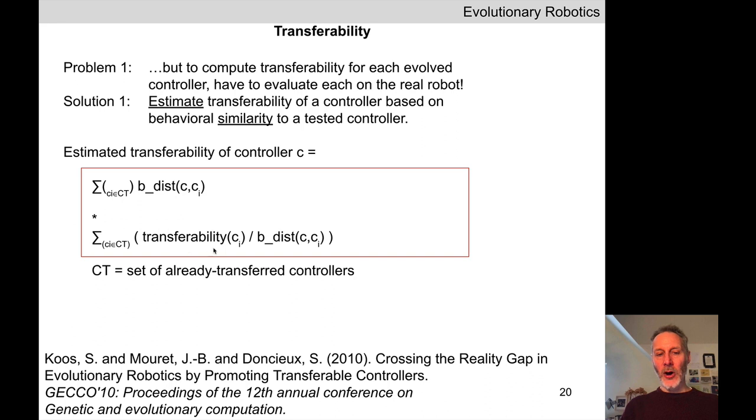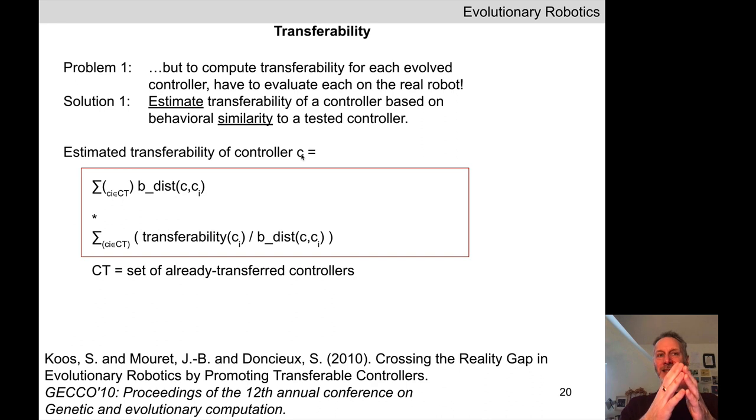So we're summing up all the transferabilities. We're basically taking the average of all the transferabilities of all the controllers we've sent to reality. So if we're trying to figure out how transferable this one is, we can look at all the ones we've sent so far and say our best guess for the transferability of C is the average transferability of all the ones we've sent to reality so far. That's okay. That's a good guess. But we can do better.